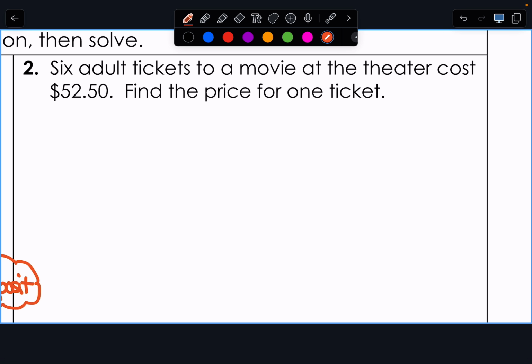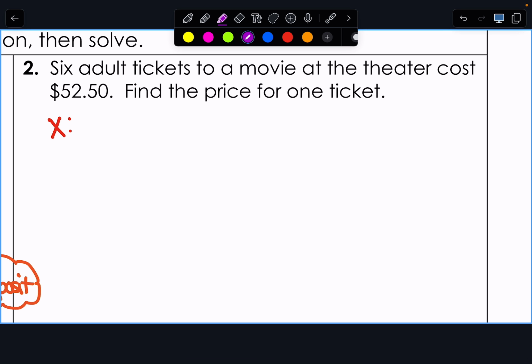Read through number 2. 6 adult tickets to $52.50. Thank you for doing that silently. What I want you to do is write down what we're looking for. What is our unknown? Write down what our variable represents. We're on page 10. Okay. Carly, what is it that we're looking for? What question are we answering?